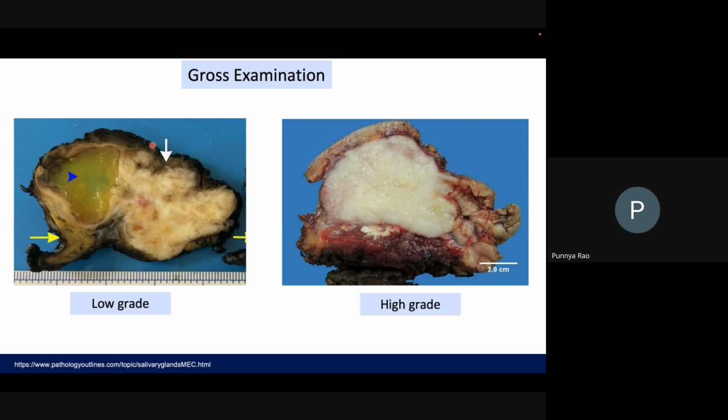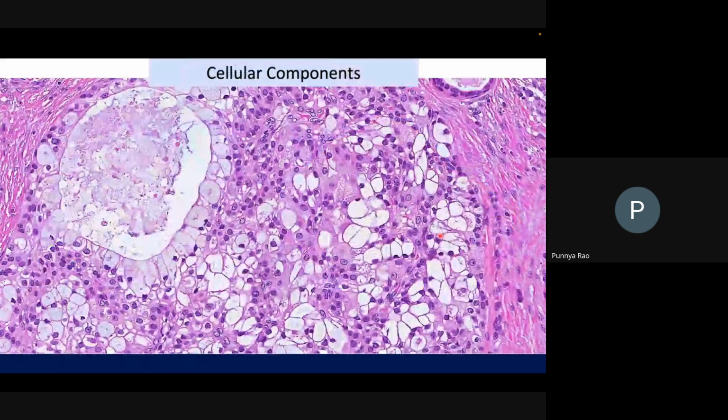And here you can also see invasion into the adjacent tissues, and it does not have any cystic spaces. The cellular components are important in mucoepidermoid carcinoma. You have 3 cells, which we already mentioned. You have the mucus cells. So these are your mucus cells. They are large, round to ovoid with a peripherally displaced nucleus, and they have a basophilic cytoplasm.